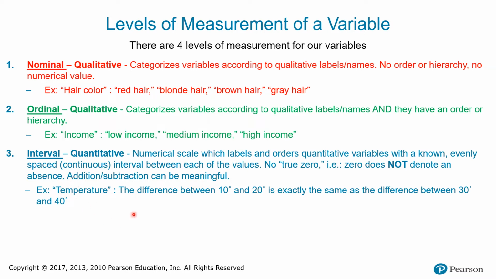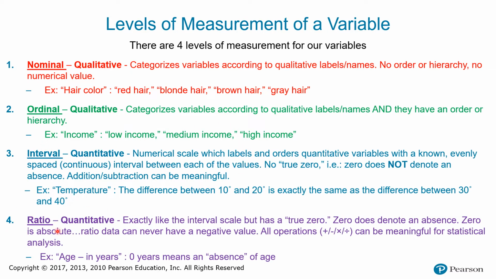So for example, temperature is a variable that's at the interval level, because the difference between 10 degrees and 20 degrees is exactly the same as the difference between 30 degrees and 40 degrees. So we have an evenly spaced continuous interval between each of the values. Again, we really want to pay attention to, does 0 have meaning? Well, 0 degrees, that doesn't mean that there's nothing. It doesn't mean that temperature goes away. It just means it's really, really cold. So it doesn't denote an absence. It just means it's cold outside. That's why it gets put at the interval level.